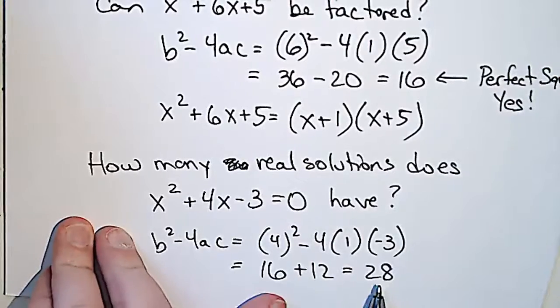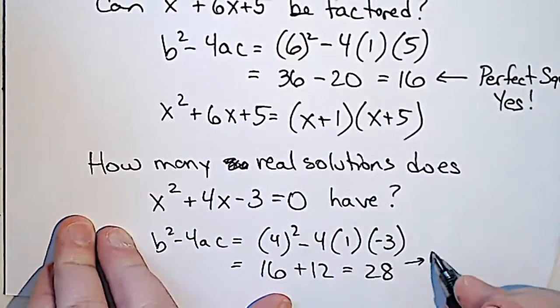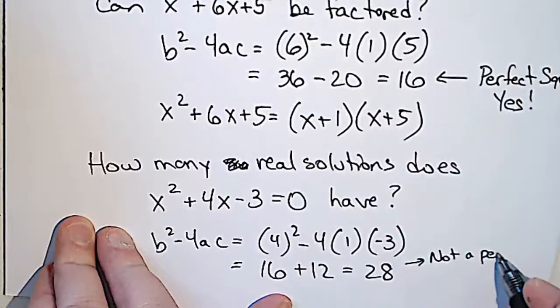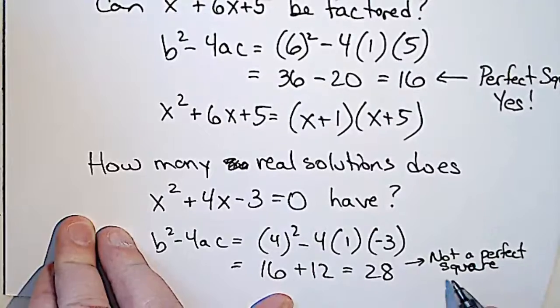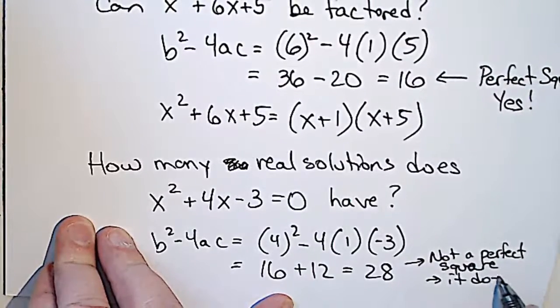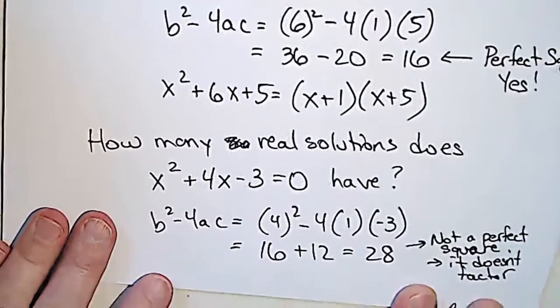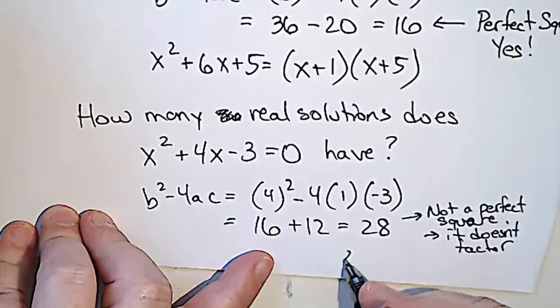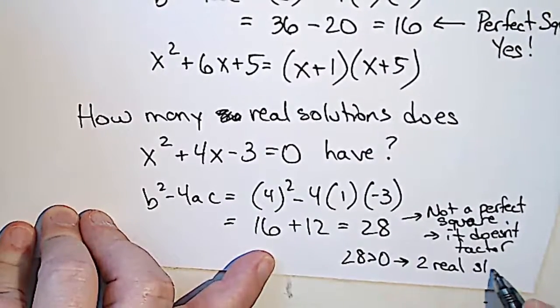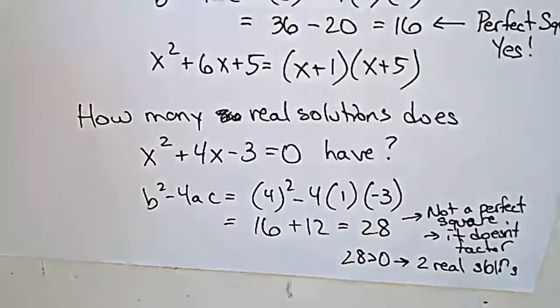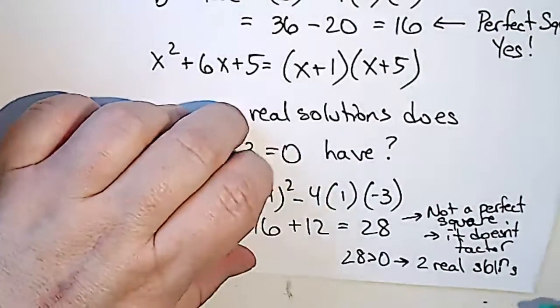This is not a perfect square, which means it doesn't factor. However, 28 is greater than 0, so it has 2 real solutions. I wrote solutions wrong, so I will fix that up in the copy. It'll say solutions, but basically that's what you do.